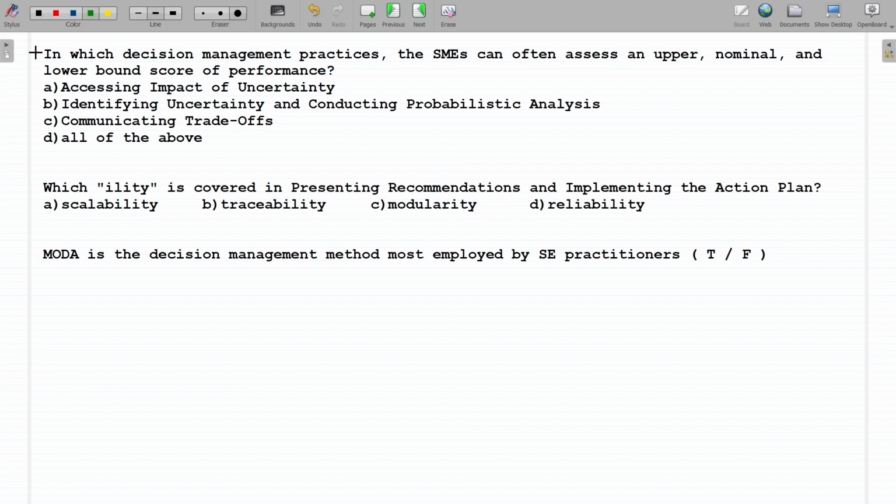Question number 1. In which decision management practice can the SMEs often assess an upper, nominal, and lower bound score of performance? A. Assessing impact of uncertainty. B. Identifying uncertainty and conducting probabilistic analysis. C. Communicating trade offs, and D. All of the above. Well, the correct answer is B.